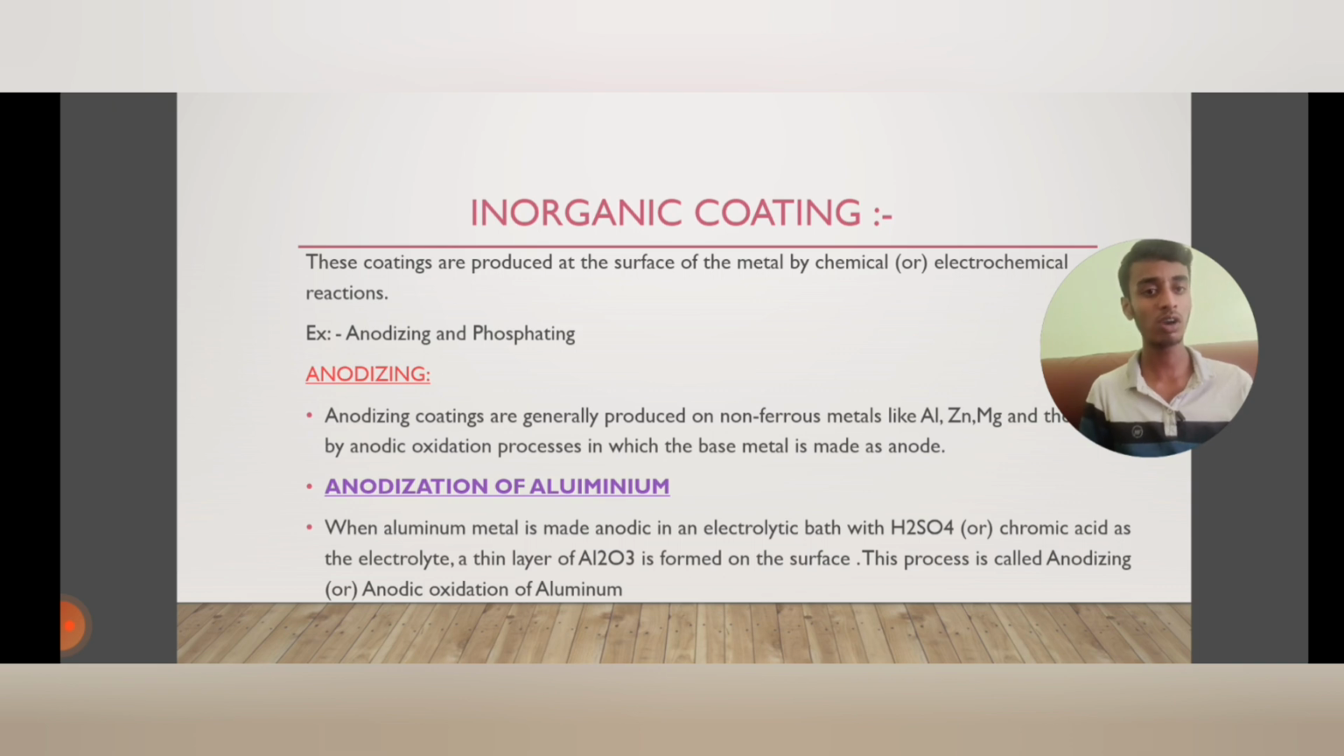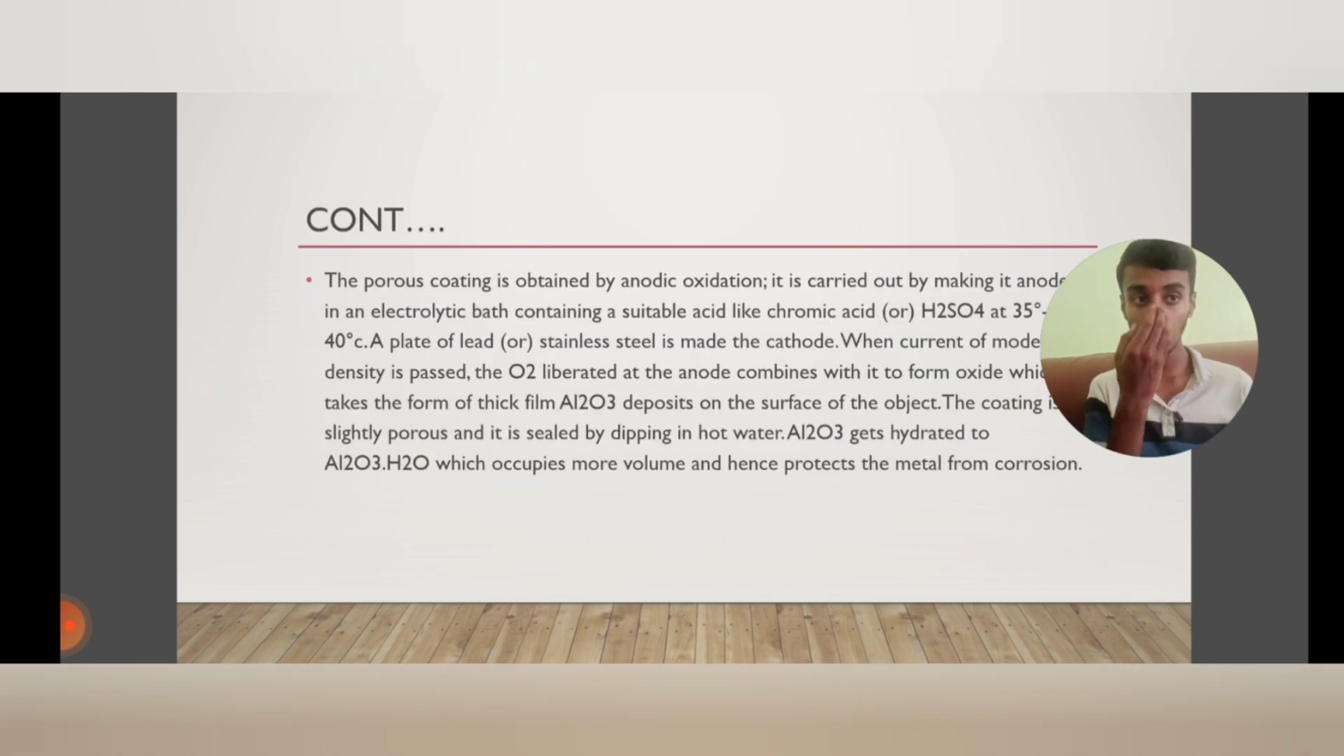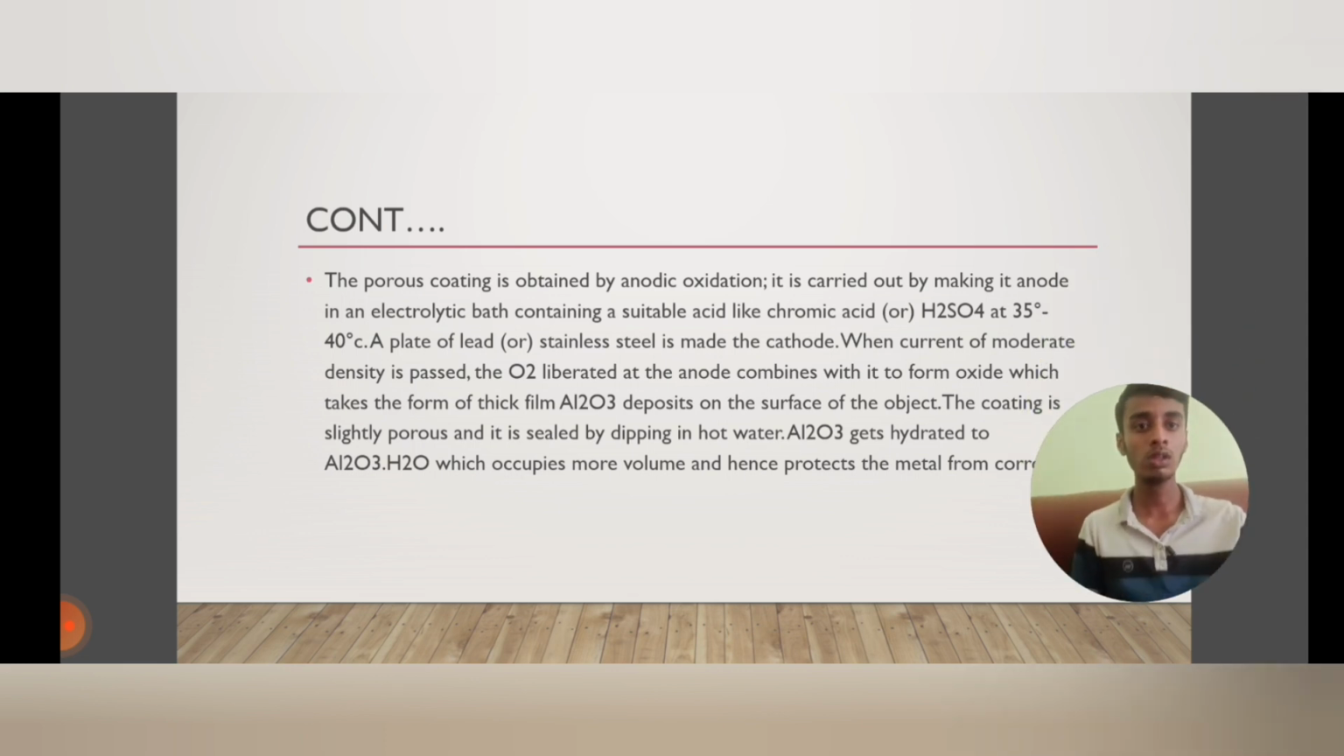The process is called anodizing or anodic oxidation of the aluminum. Now we will see how this anodizing on the aluminum takes place, and we'll briefly discuss it. A porous coating is obtained by anodic oxidation.